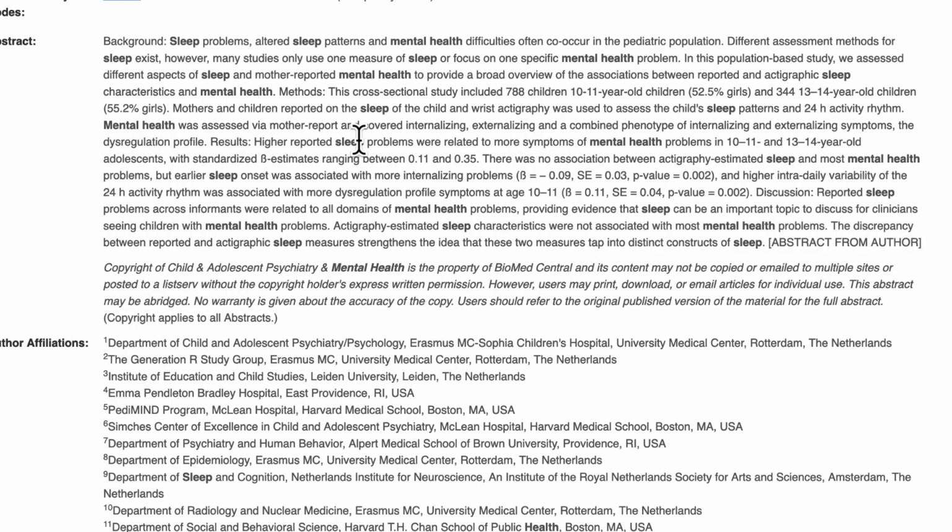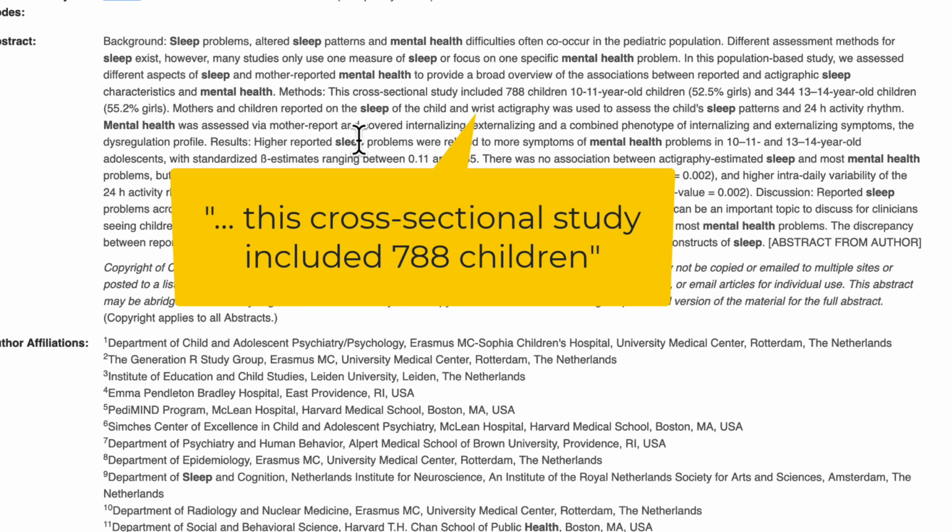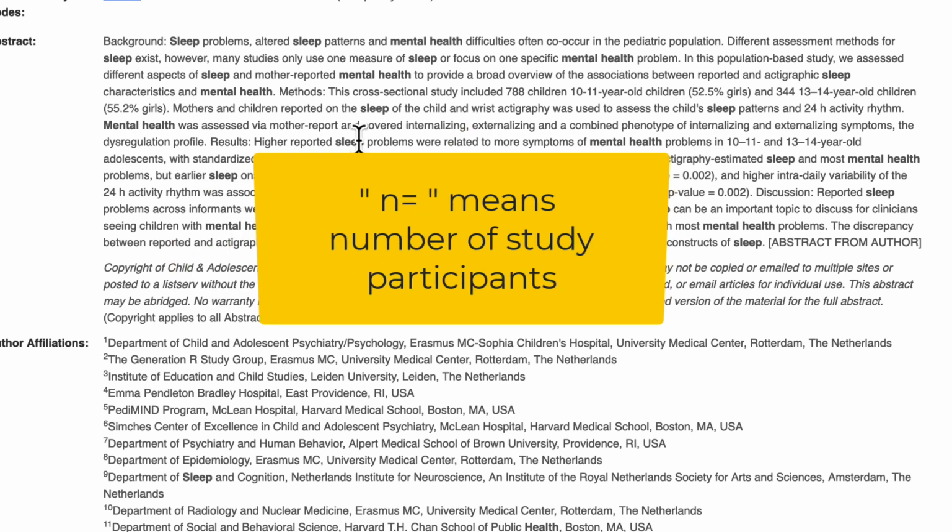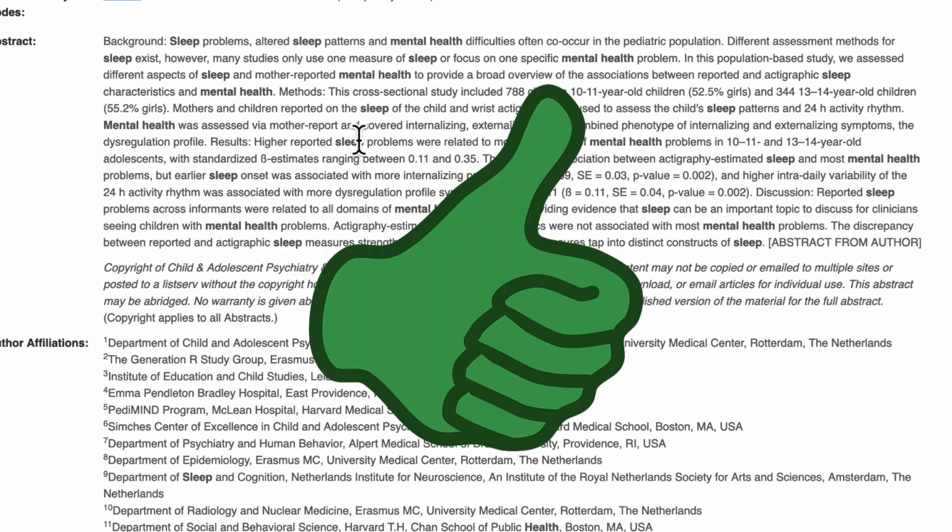For example, in this article, you can see that in the abstract, they say, quote, "This cross-sectional study included 788 children." Sometimes you'll also see the abbreviation N equals and then a number. This is scholar code for number of study participants. This tells me that this article is a primary study.